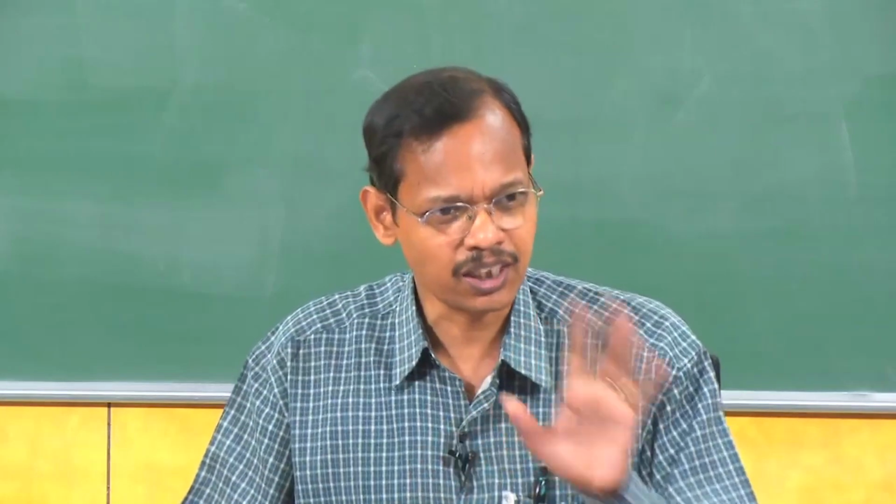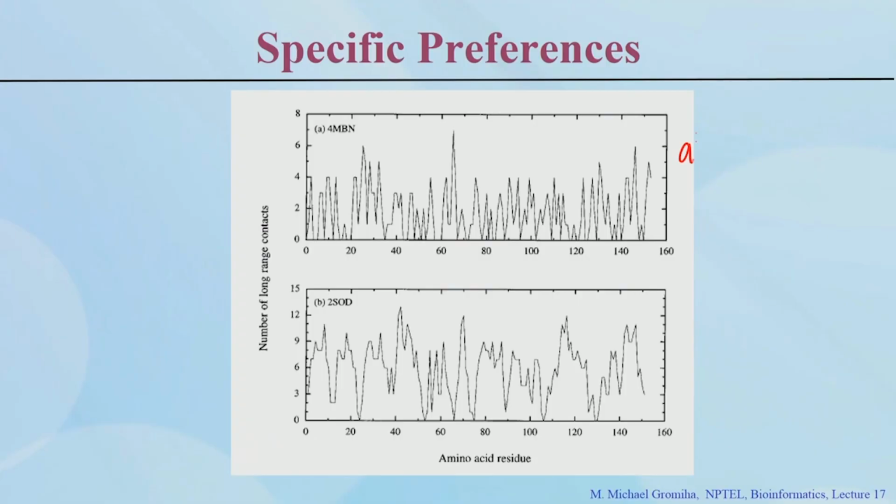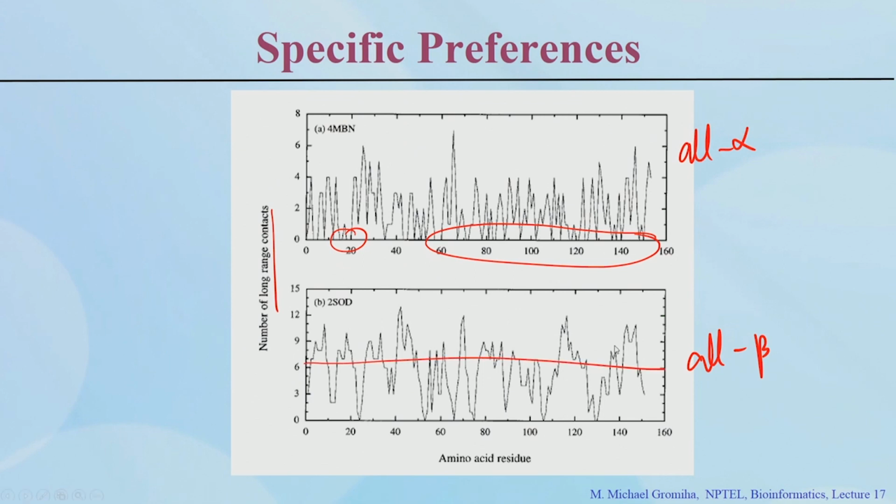This is another example, this is all alpha, this is all beta. If you look at these figures, based on the number of contacts, mainly the long range contacts, which one has more long range contacts? All beta is expected. So, you can see more there, up to 13 contacts, but here it is very less, and in most of the cases it is 0. In many cases there is no long range contact in all alpha proteins, but here most of them have more than 6 long range contacts.